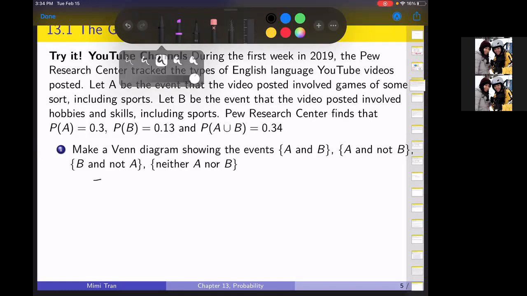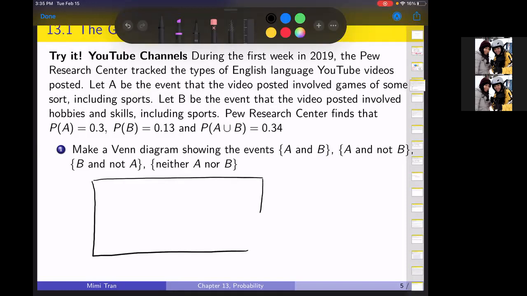I'm going to show you how you do this. First, you draw a box. What does the box represent? Yes, the sample space. And then you have two events, so two ovals. I'll use red and blue here. Red will be event A, and blue will be event B. A and B.